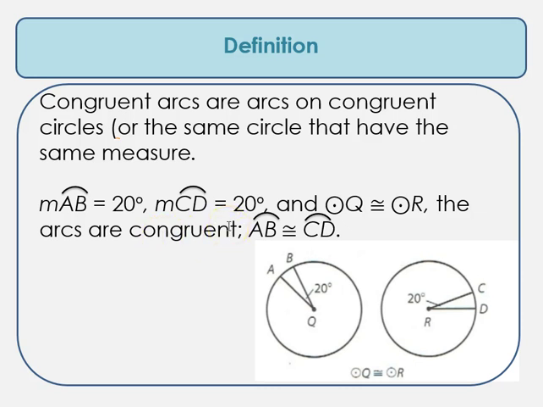Okay, moving on to some more definitions. Congruent arcs, or arcs in congruent circles or the same circle, have the same measure. Let's look at the circles. We have circle Q and circle R. They both have central angle measures of 20 degrees and arcs that are subtended, which will also be 20 degrees. So the measure of arc AB is 20, the measure of arc CD is 20, and circle Q is congruent to circle R, so the arcs are congruent.